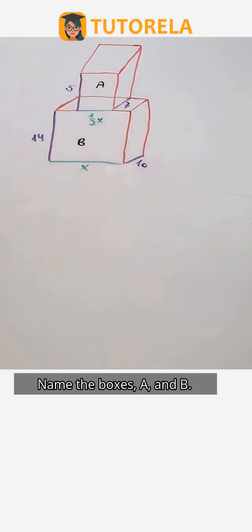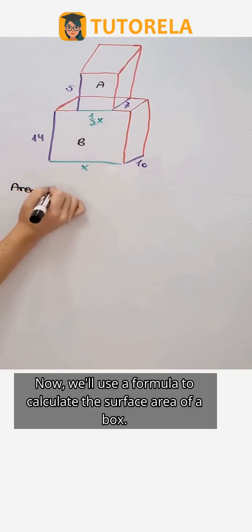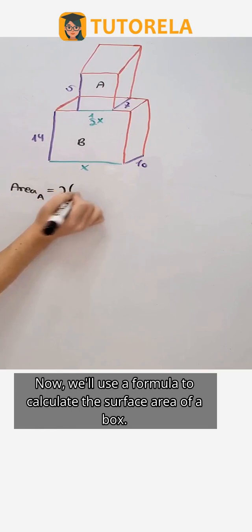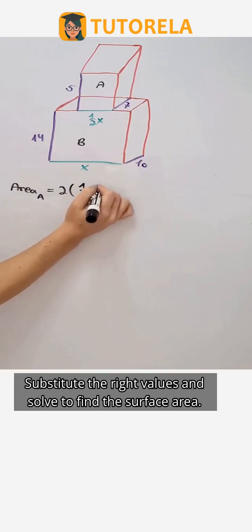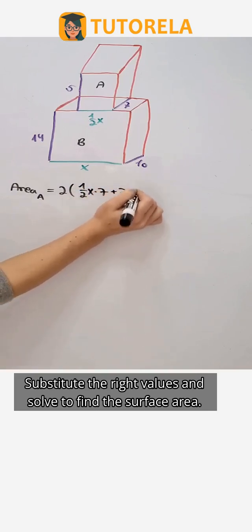Name the boxes A and B. Now we'll use a formula to calculate the surface area of a box. Substitute the right values and solve to find the surface area.